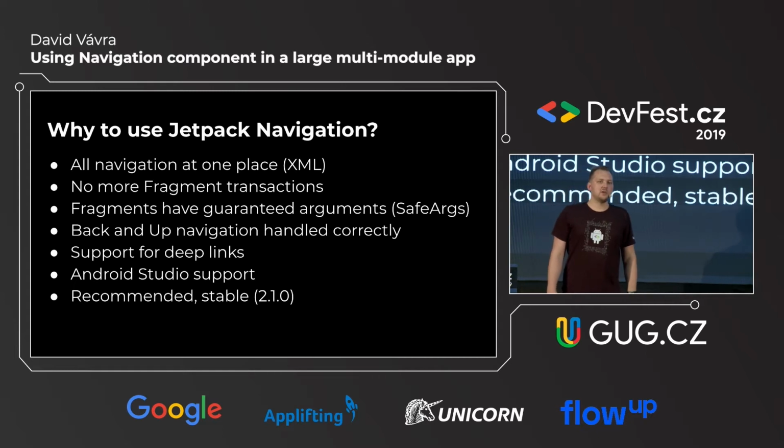And finally, Google is now more opinionated in which libraries we should use and which we shouldn't use. So this is a recommended way how to do navigation in Android apps today. The library is stable. There is version 2.1.0. So it's fine to use. And so the recommendation of Google is don't use fragment transactions, use navigation library, and it will handle fragment transaction for you.